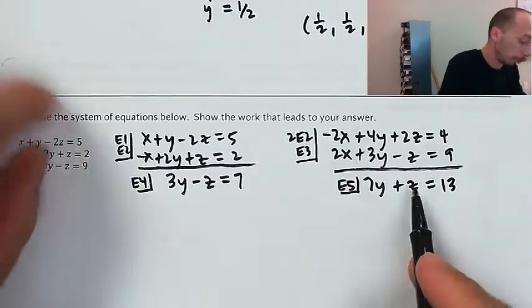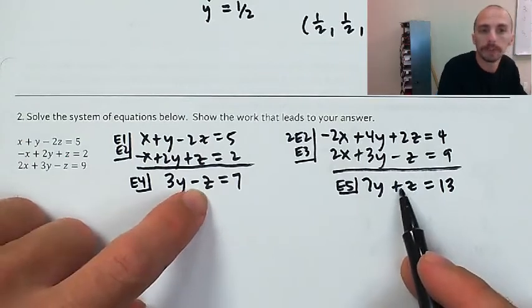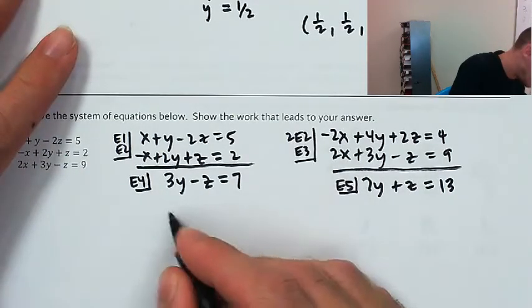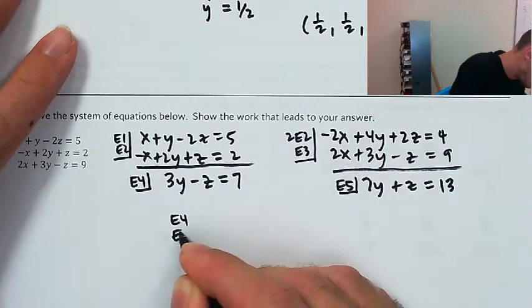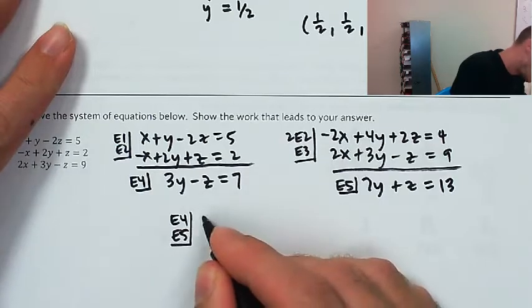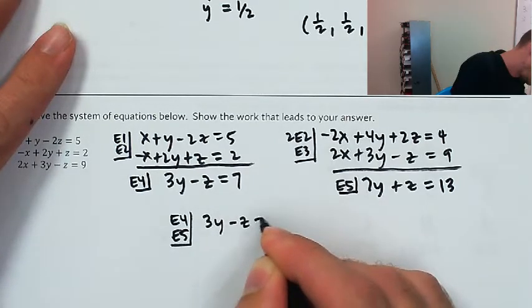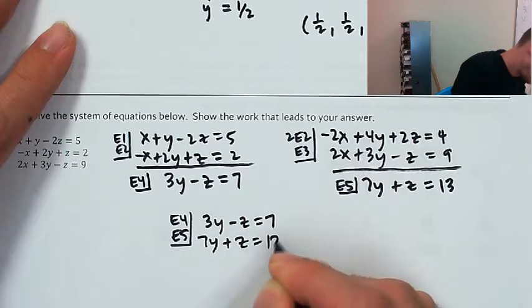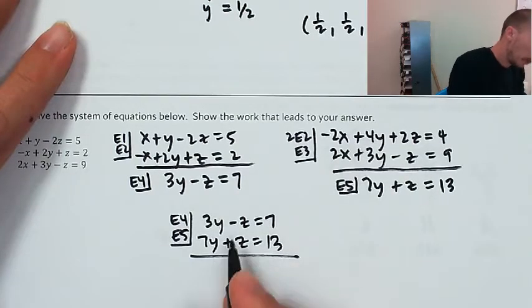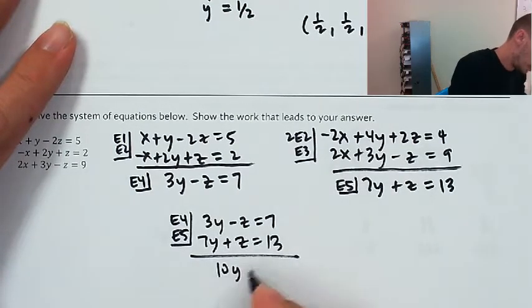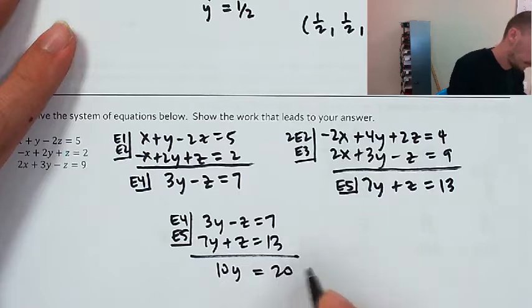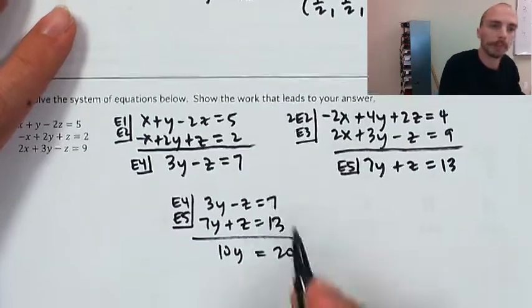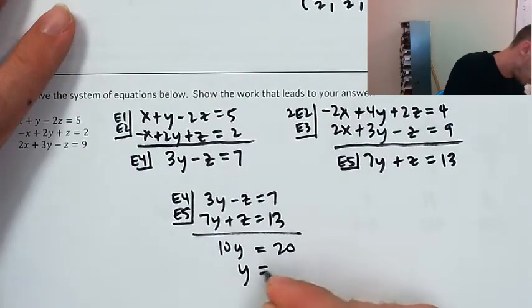And this is well set up for elimination. I've got minus z and plus z, so I'm just going to copy these in. Equation 4 plus equation 5. So that's 3y minus z equals 7, and 7y plus z equals 13. I'll add these together. I'll get a total of 10y, no z's, equaling 20. Okay, so I'll divide both sides by 2, and I'll get y equals 2.